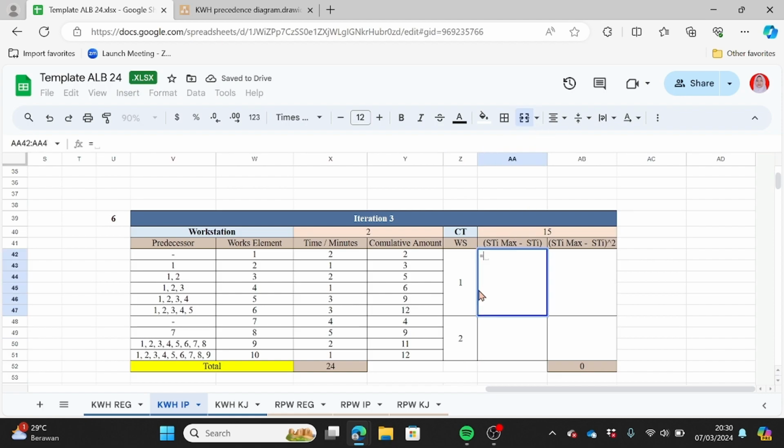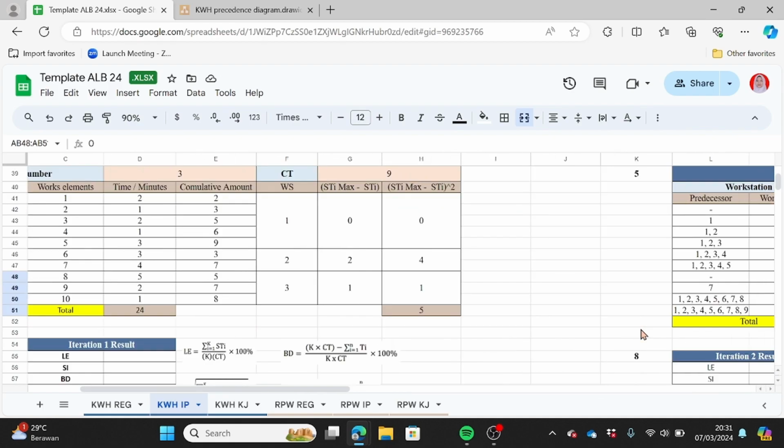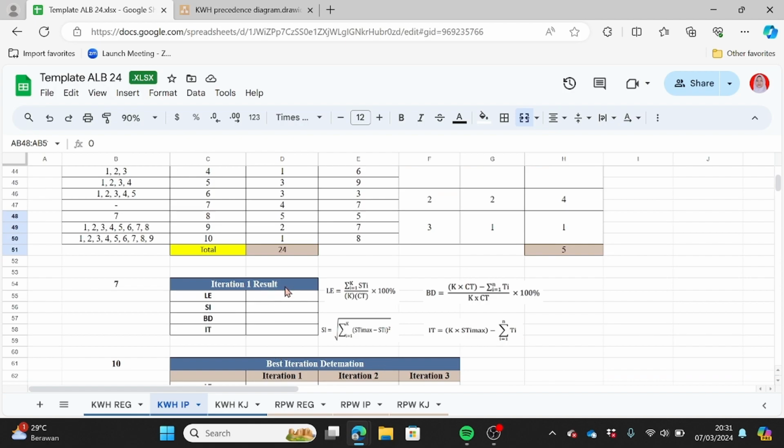And then STI max squared, STI max minus STI. Okay. Then we count the parameters of each iteration. Iteration 1, there's line efficiency, smoothing index, balance delay, and idle time.